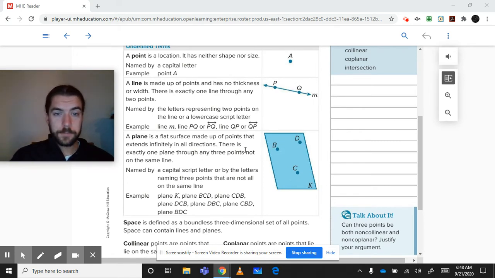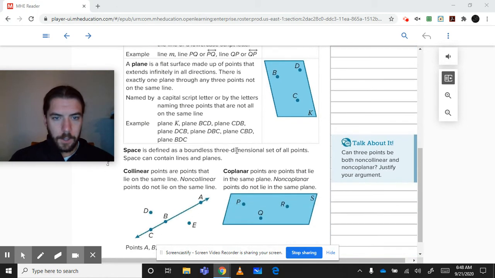Okay, so we can name it in a few different ways. It doesn't matter how we list these 3 points, but if we list the 3 points B, C, and D in some order, or we just name the plane some letter by itself, we can do either way. So we can call it plane K because we've labeled the plane, or we can define it based off 3 points that we choose. So we could call it plane CDB, okay?